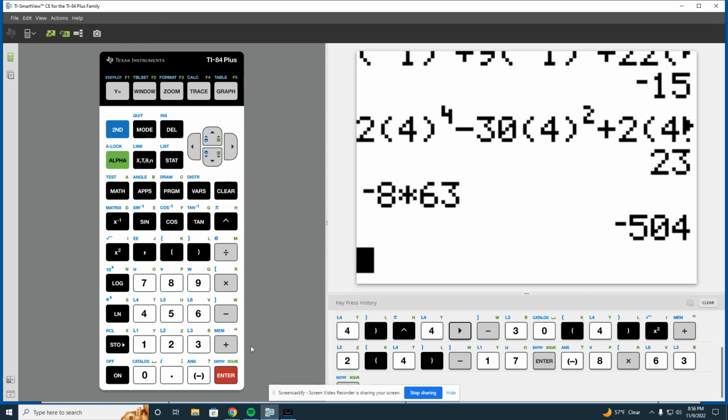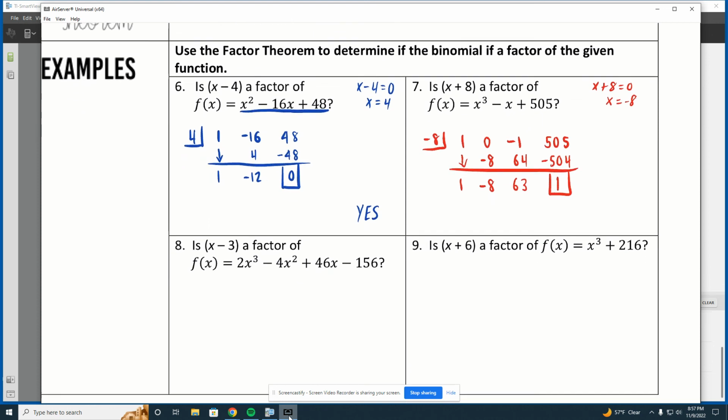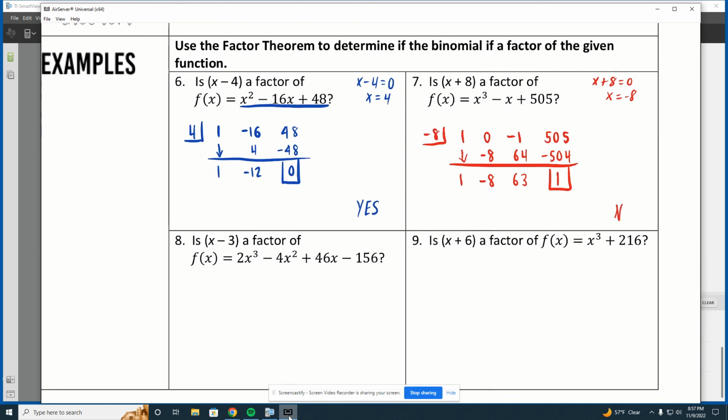Let's go back to our paper. What is 505 minus 504? 1. Guys, it's really close, but is it a 0? Definitely not. Then my answer is no, it's not a factor. If I were to graph x cubed minus x plus 505, it would not cross or touch the x-axis at -8. I have a feeling it would be pretty close, but it will not cross or touch right on -8.